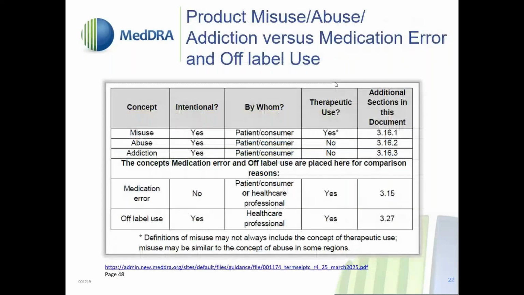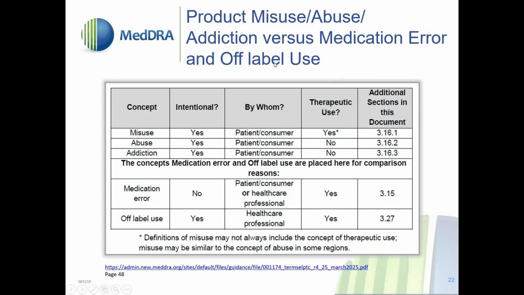The points to consider document for MedDRA term selection contains a table in chapter 3.16 where product misuse, abuse, and addiction are addressed. The table facilitates a high-level classification of product use errors and problems, comparing misuse, abuse, and addiction with the concepts medication error and off-label use. And 3 criteria are used for this purpose.